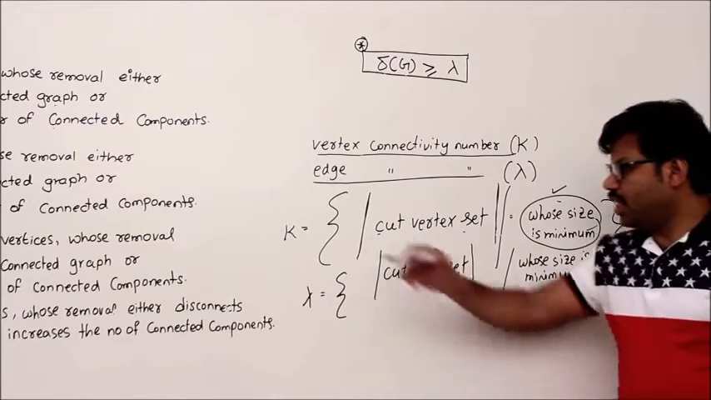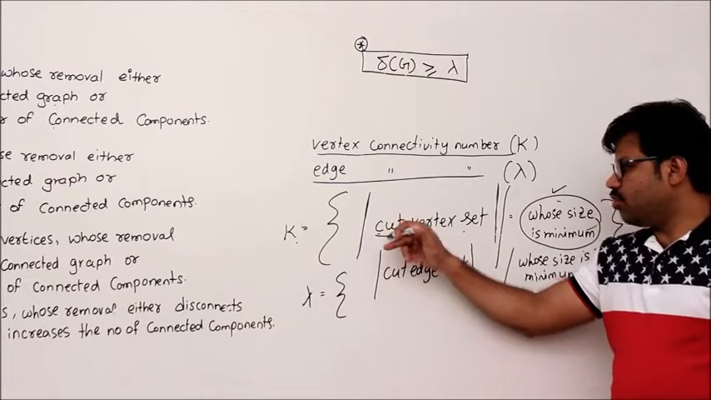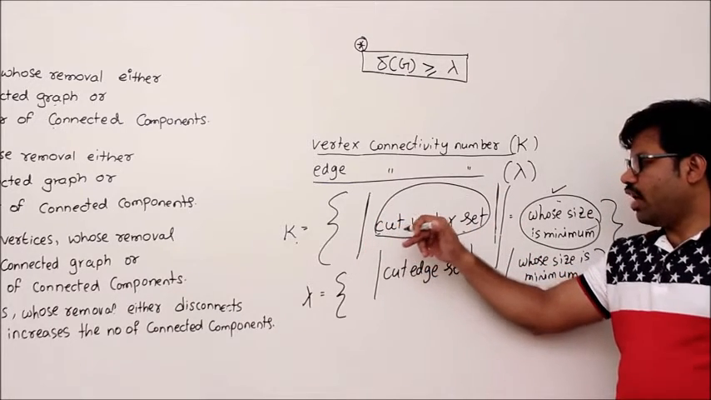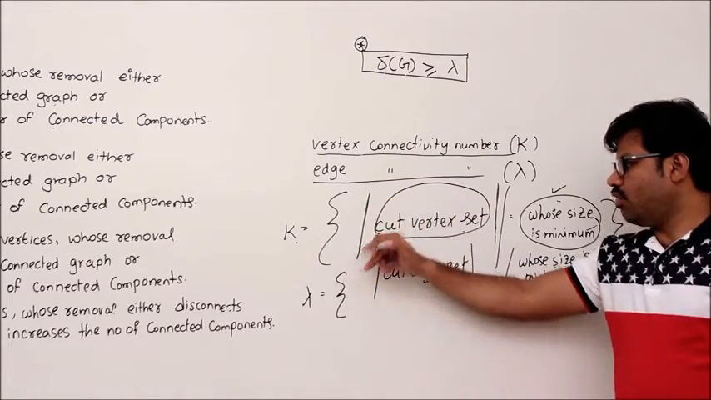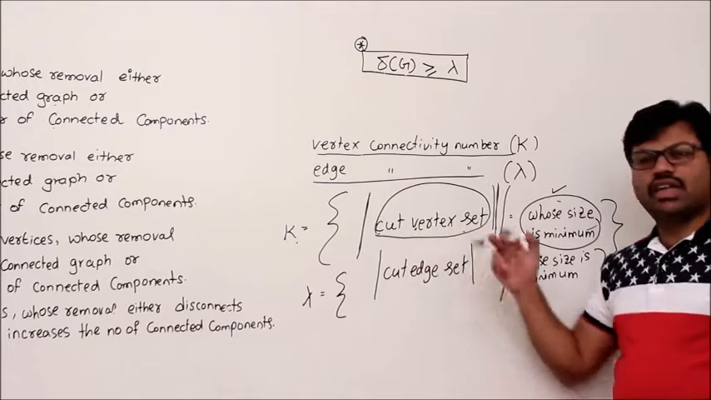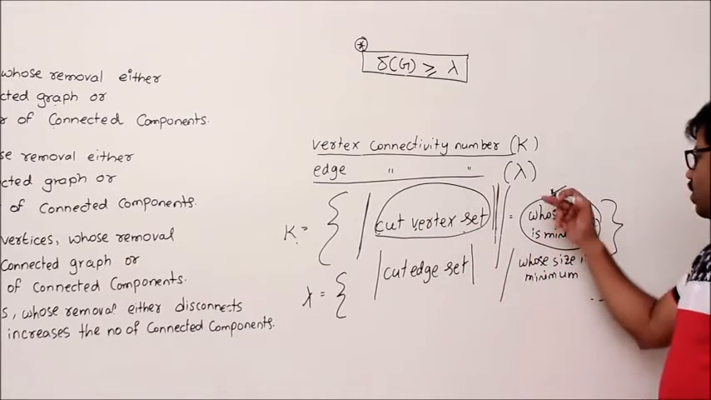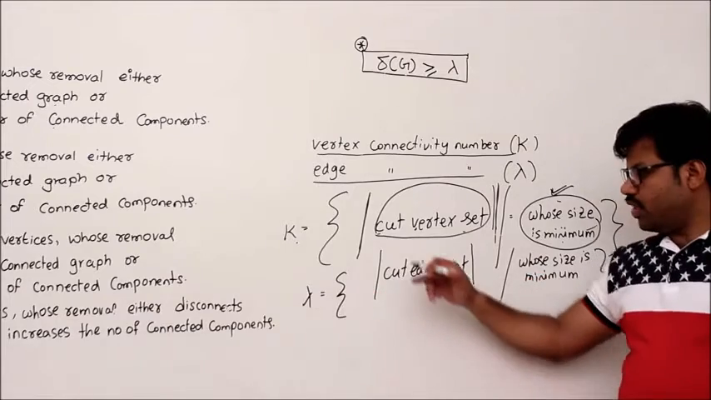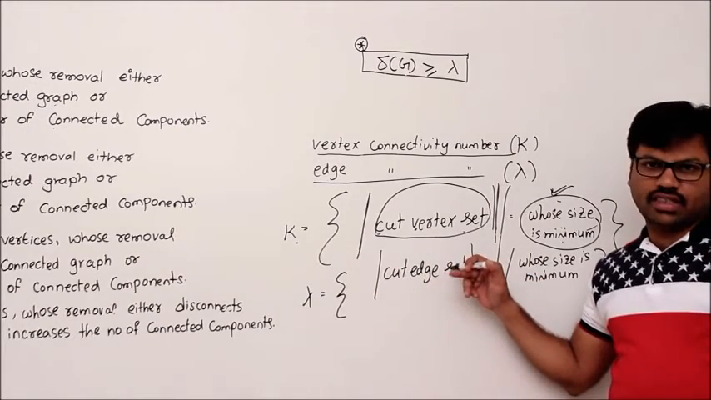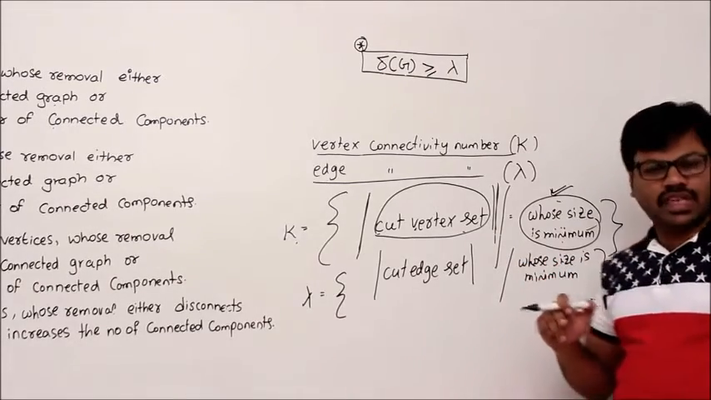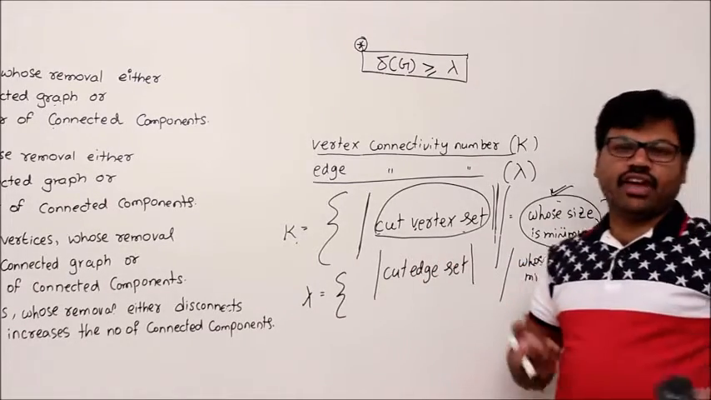Okay. So finally K is a number. It is nothing but the size of the cut vertex set. Why are you saying that it is a number? Because the size of the cut vertex set is a number. It's the size of this set. Which set? The cut vertex set. Which cut vertex set? Whose size is minimum. In the same way, lambda is a number. Which number? It's the size of the cut edge set. Which cut edge set? Whose size is minimum. Understand? In that way, I can define K comma lambda.